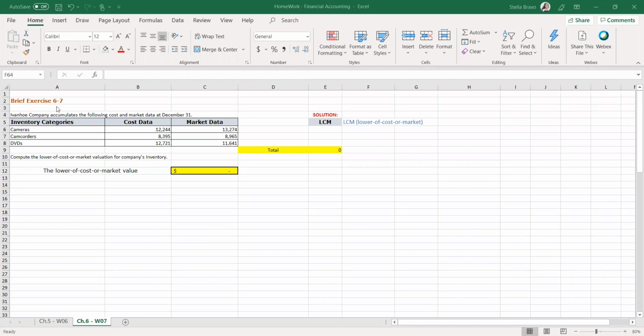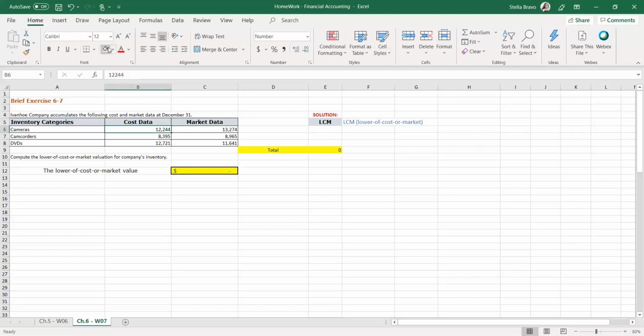So the exercise this week is exercise 6.7, and we have two questions with this number. Here's the first one, 6.7. The first one is easier. They just ask us to find the lower of cost or market value. Lower of cost or market value is the same thing as LCM, sorry. We just need to find the lowest amount between cost and market.